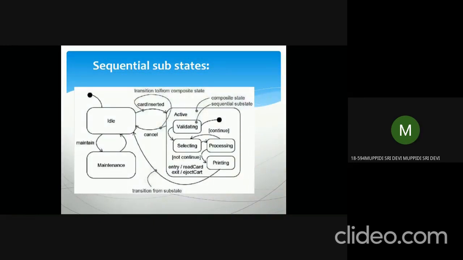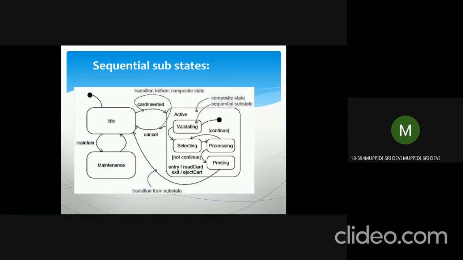If you see in this diagram, maintenance is useful for filling the cash in the ATM. After filling the cash, initially it will be in idle state. This maintenance state is useful for filling the cash by the operator. So this is about sequential substates.